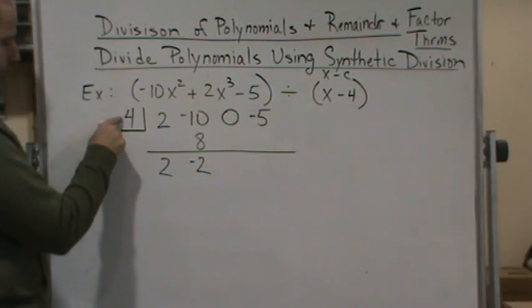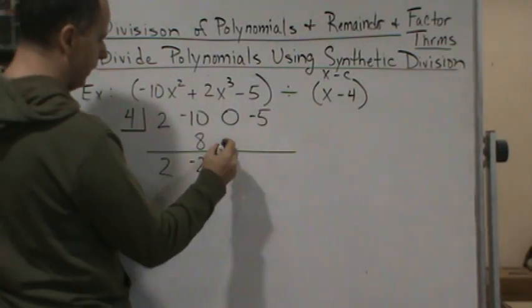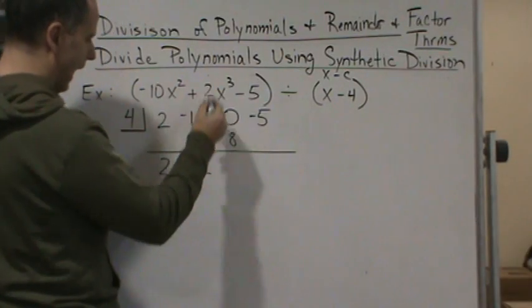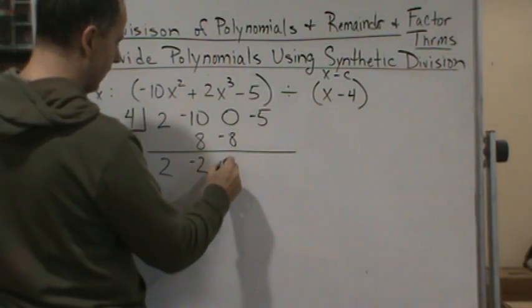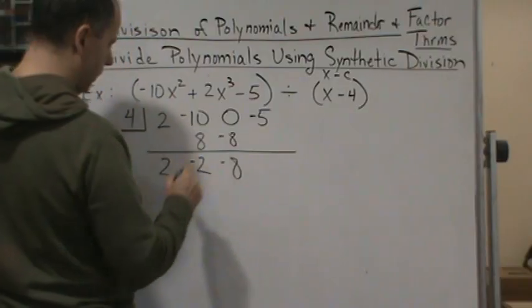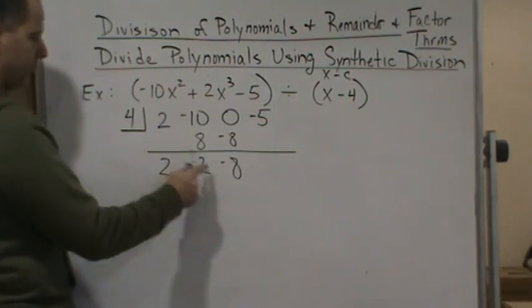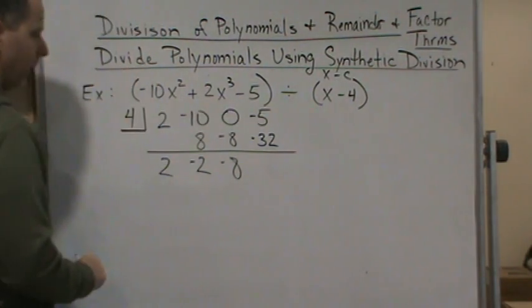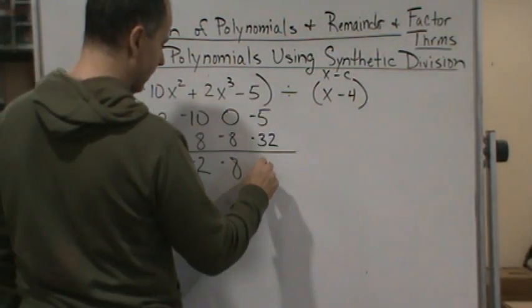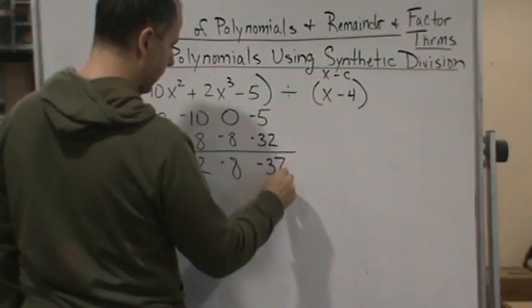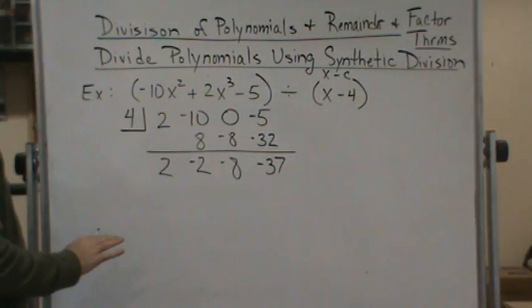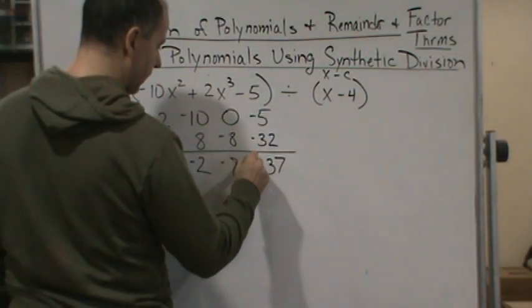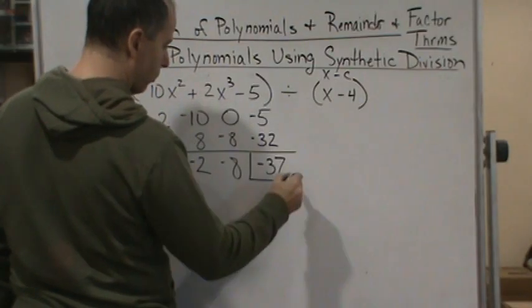Then we do it again. 4 times negative 2 is negative 8. We add down and we get negative 8. And then we do it again. 4 times negative 8 is negative 32. And then we add down and we get negative 37. Now we're done. The last term is our remainder.